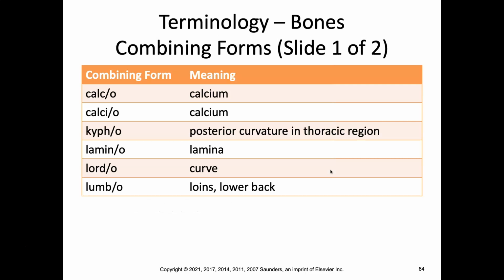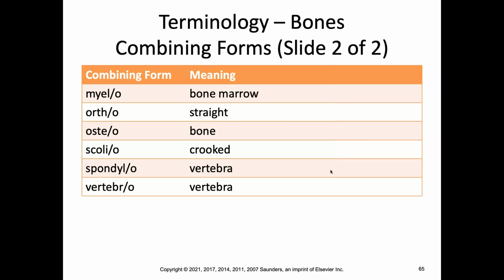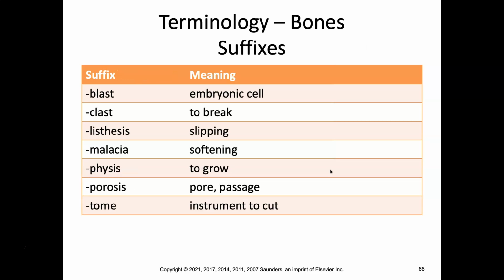All right, combining forms. Remember our equation. It is the root plus the combining vowel to equal our combining form. We have calco and calcio. Watch out for those two right there for calcium. Kypho, lamino, lordo, and lumbo. Myelo, ortho, osteo, scolio, spondylo, vertebro. Now suffixes. Last, clast, lithesis, malacia, physis, porosis, tome.